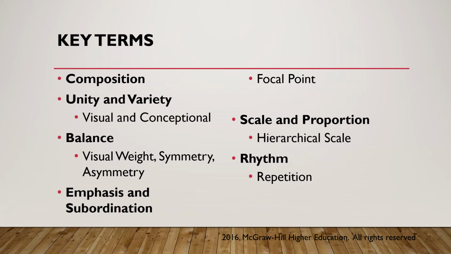Okay, our key terms: composition, unity, and variety, both visual and conceptual. We have balance, visual weight, symmetry, asymmetry, emphasis and subordination. Focal point is supposed to come over here under emphasis and subordination. Scale and proportion, and rhythm.